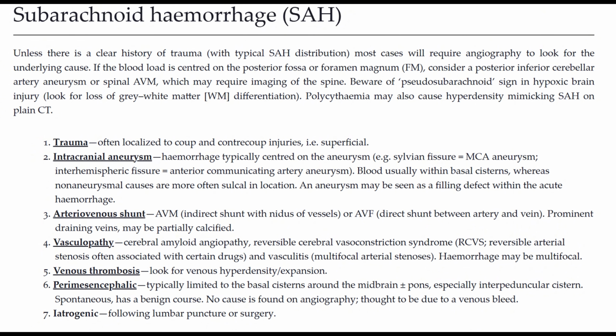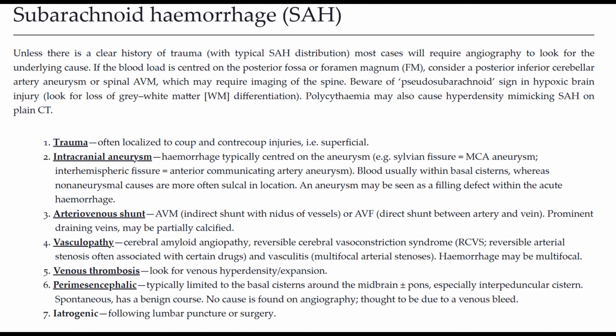Fourth, vasculopathies, and these include cerebral amyloid angiopathy, reversible cerebral vasoconstriction syndrome, RCVS, and vasculitis. RCVS, for example, shows reversible arterial narrowing and is often linked to vasoactive drugs or postpartum states. These causes often produce multifocal hemorrhages rather than a single central bleed.